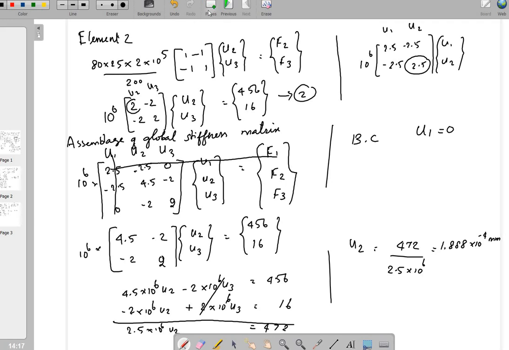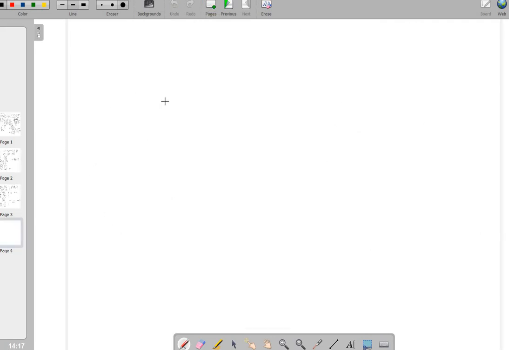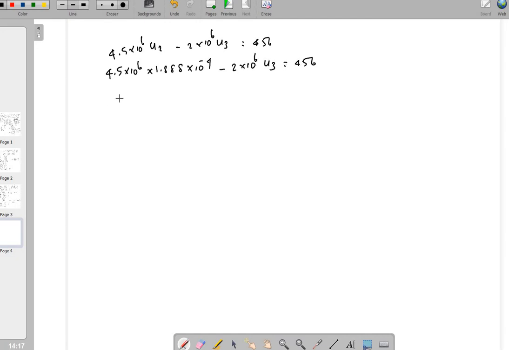Substitute in any one of the equations. I am taking 4.5 into 10 power 6 u2 minus 2 into 10 power 6 u3 equal to 456. Now I am substituting the u2 value I got, 1.888 into 10 power minus 4, into 4.5 into 10 power 6, minus 2 into 10 power 6 u3, which is equal to 456.